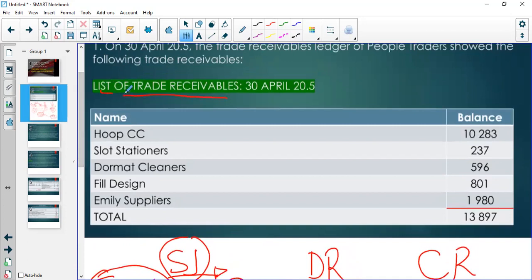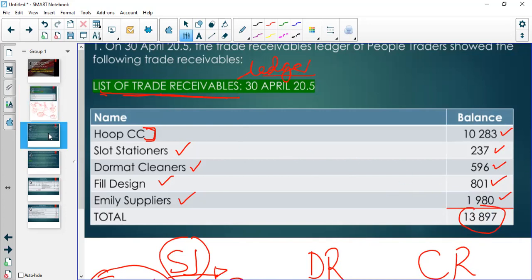That's why we have a list of trade receivables in the trade receivables ledger, or this will be in the trade receivables ledger. All right, so under Hoop, if we add up all the transactions we entered under Hoop, this is what we have. Then under Slot Stationers, this is what we have. So these are our customers, our individual list. This is what we have. Field Design, this is what we have. Emily Suppliers, this is what we have. So total of trade receivables per the list is 13,897.